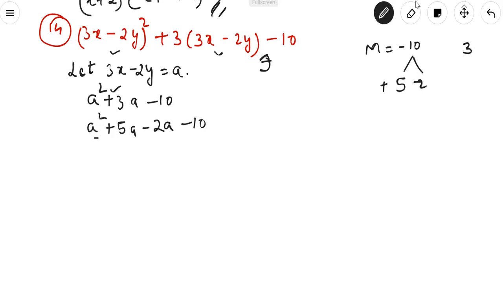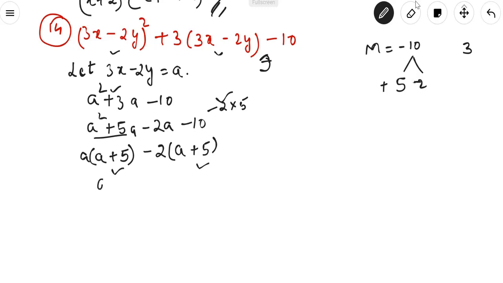Okay, so I'll group it. So this becomes a, if I take outside, a plus 5. Minus 2, if I take outside, this becomes a plus 5, because this is 2 into 5, so 2 I can take outside. So what are the common terms? This and this two are common. So if I write it here, a plus 5, what is left? A minus 2. Now these are the two factors of this equation.